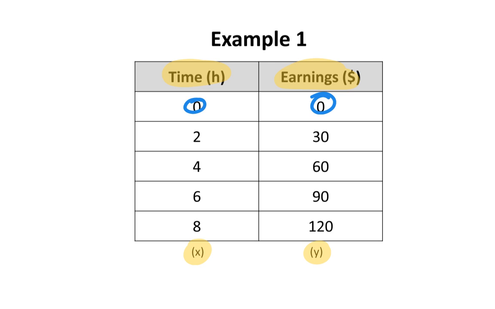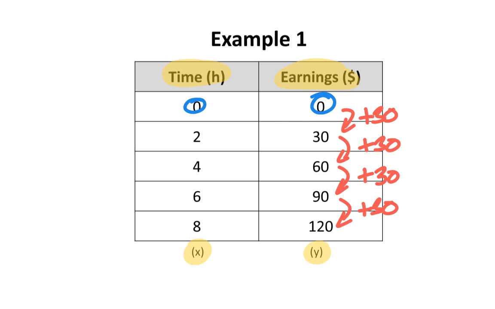However, finding the rate of change is a little bit more tricky. You'll notice that the earnings are increasing by 30. Meanwhile, the time is increasing by 2. Many of you would say the rate of change is an increase of $30 for every 2 hours. This wouldn't be the most correct statement, however.